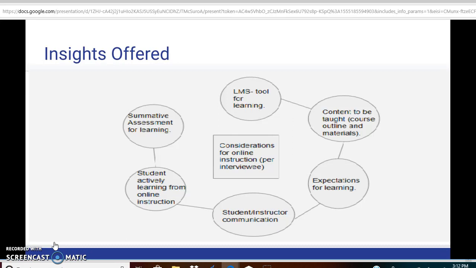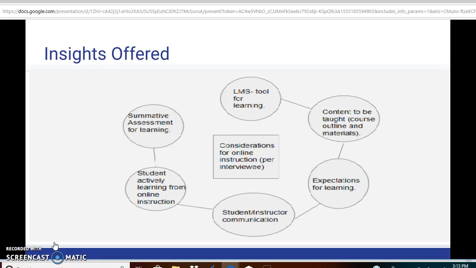So the first thing he did was find an LMS, a tool for learning, something that he knew would be beneficial for his employees and be able to help utilize and hit all of his goals. Then he thought about the content, what was going to be the course outline, what were the materials, what were the expectations for learning. And in this case, if they didn't pass their training portion, they were going to be let go as employees. So he said he also wanted to make sure that, if they had questions, if they needed to communicate, there was a way for them to do that using the LMS platform.